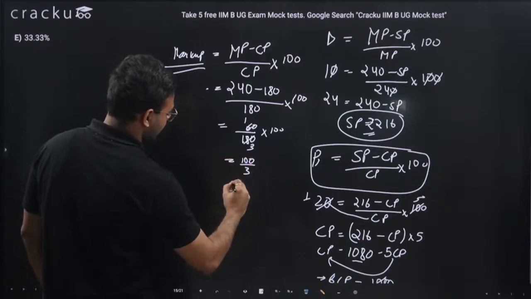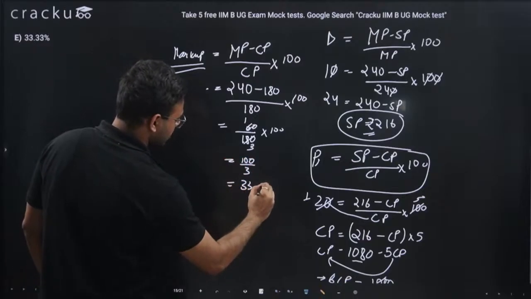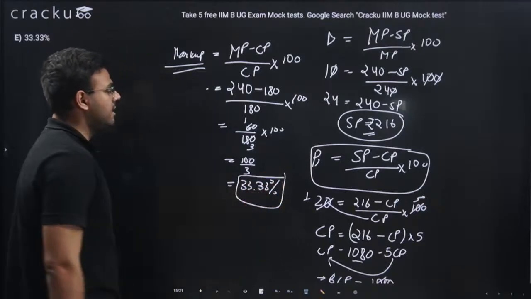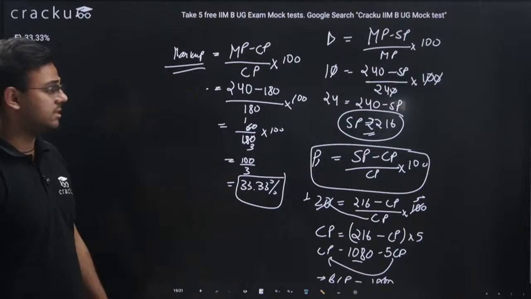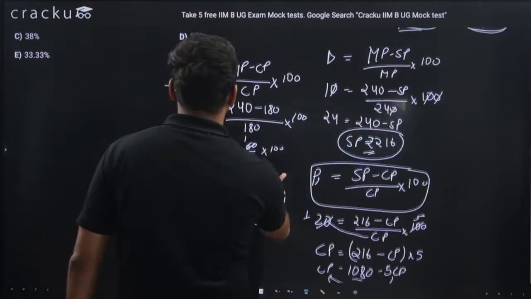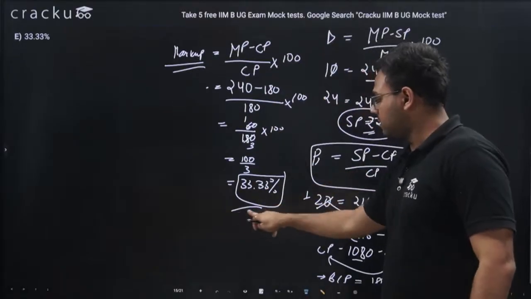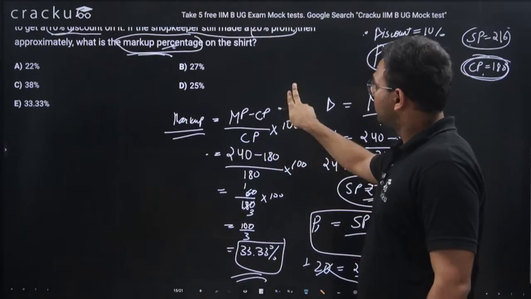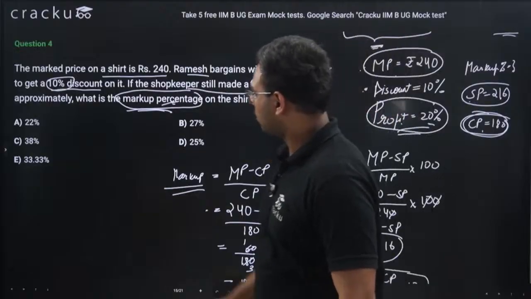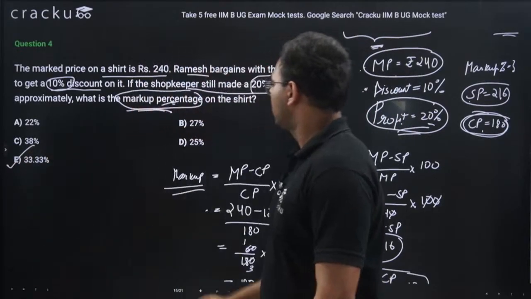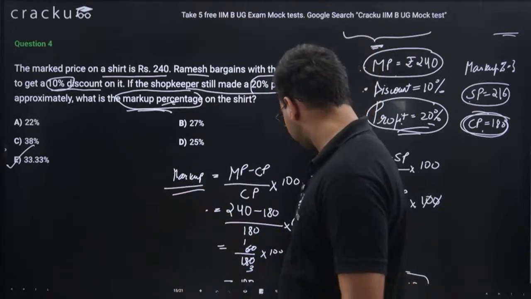This is approximately equal to 33.33%. 100 by 3 is approximately 33.33%, and therefore the overall markup percentage is 33.33%, and therefore the correct answer to this question is option E, which is 33.33%. Option E is the correct answer.